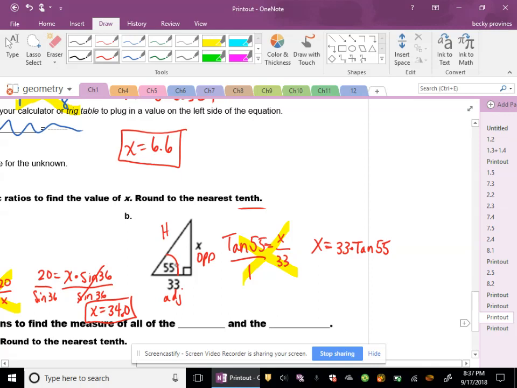If you have the yellow calculator, type in 33 tangent 55, enter. If you have a cell phone calculator, type in 55, hit the tangent button, then the times button, 33, enter. And I get the answer of 47.1.